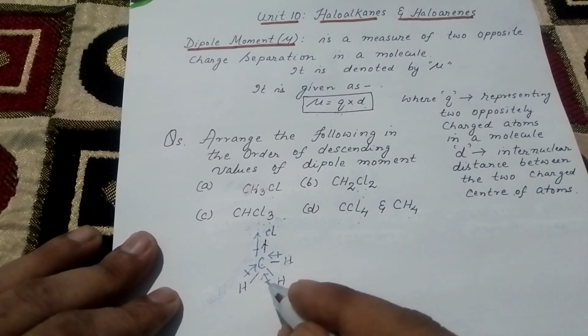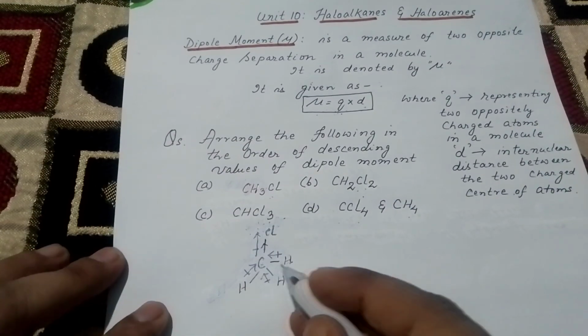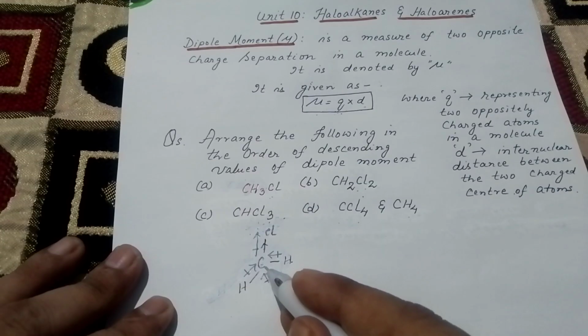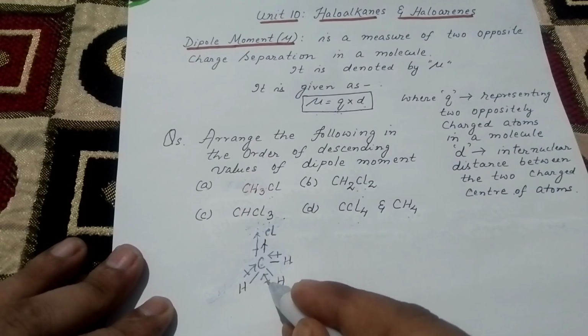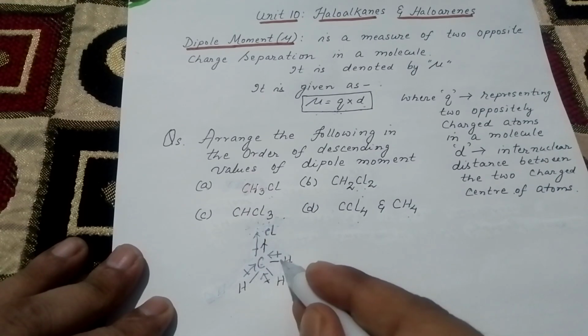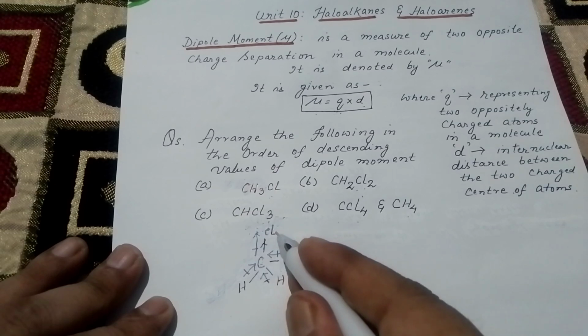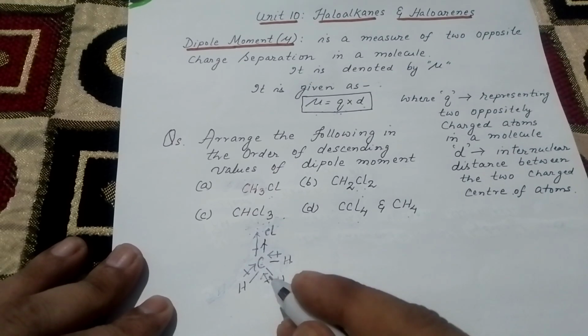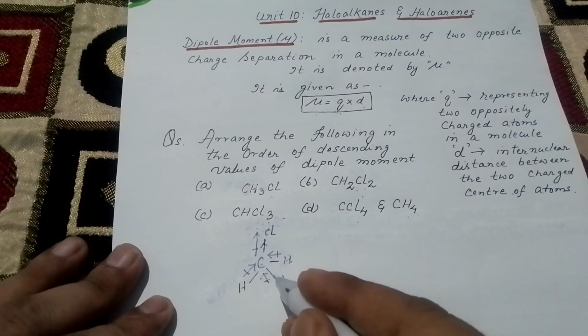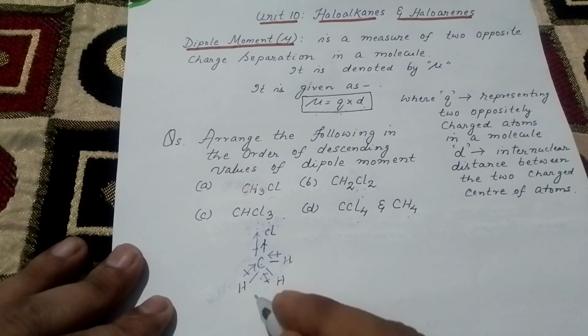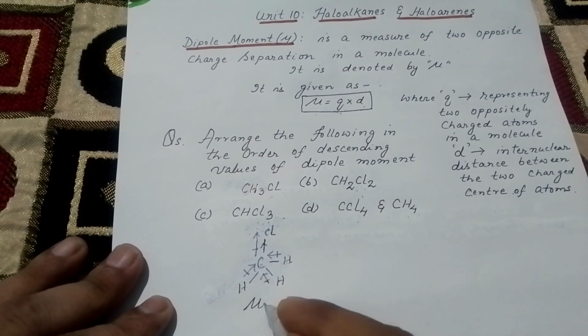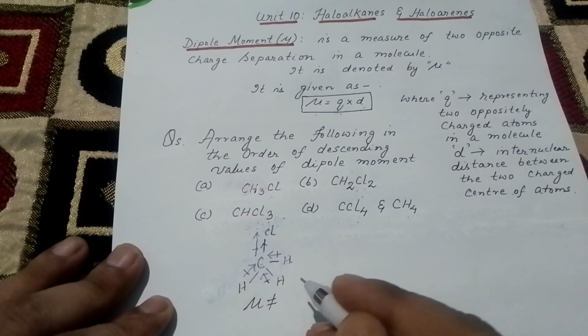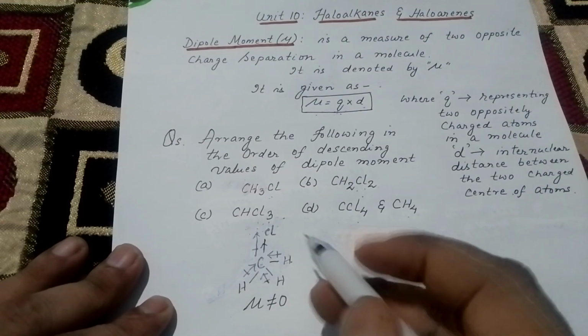See here, one more thing. Within the molecule, we have the vectors, called bond moments, and they are all showing toward the same direction. If they are showing in the same direction, their values should be added up. So the net dipole moment should not be equal to 0. Okay, this is the first condition.